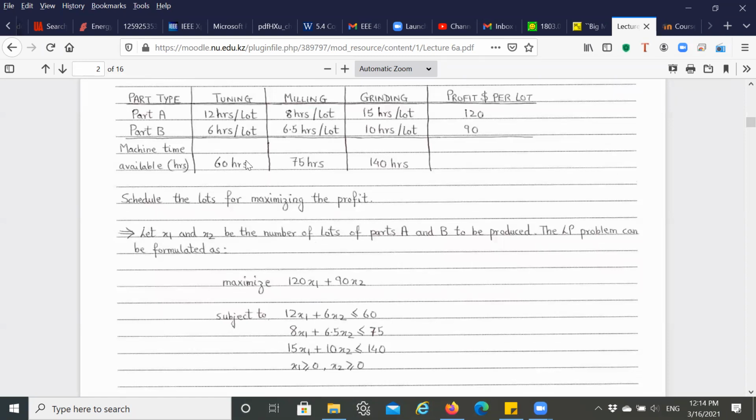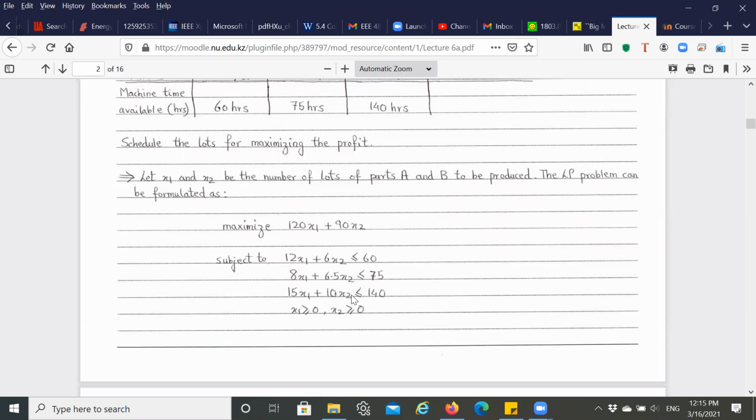For constraints, we have 3 columns, so there will be 3 constraints. The amount of time for turning each component of part A and B would be 12 times x1 plus 6 times x2, and this should be in total less than or equal to 60. Similarly, 15 times x1 plus 10 times x2 should be less than or equal to 140. And obviously x1 and x2 should be greater than or equal to 0.